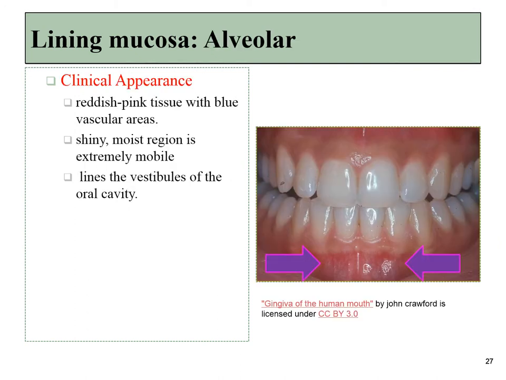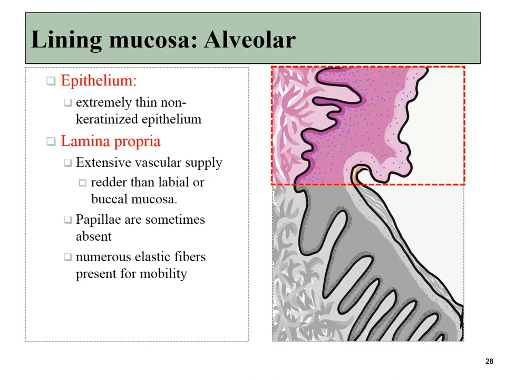There are a few other regions of lining mucosa that we must cover. The first is the alveolar mucosa. This should be reddish pink in color, and it lines the oral vestibule. The epithelium here, like all of these other regions, is a non-keratinized stratified squamous epithelium with a little bit of underlying areolar connective tissue. There may not be dermal papillae in this area. The larger the dermal papillae, the more bumpy the surface would appear.